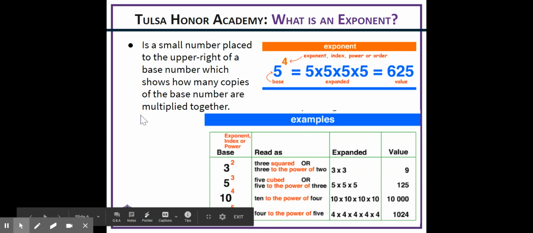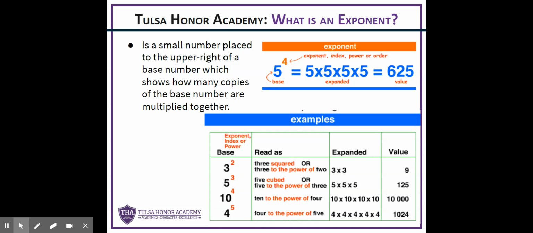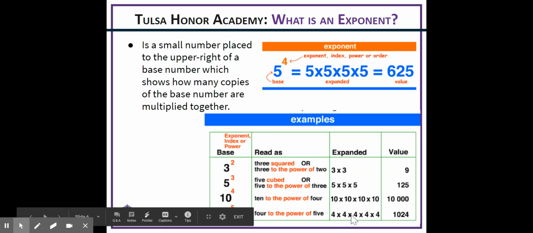And then for our last example in there, it is 4 to the 5th, so 4 to the power of 5, and you just do 4 times 4 times 4 times 4 times 4, 5 times, and then you get 1,024.